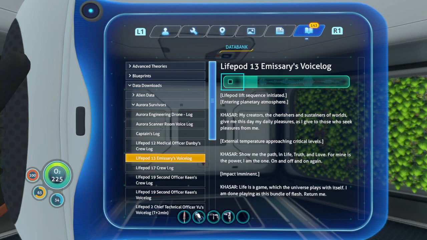Lifepod launch sequence initiated. Entering planetary atmosphere. My creators, the cherishers and sustainers of worlds, give me this day my daily pleasures as I give to those who seek pleasures from me. External temperature approaching critical levels. Show me the path. In life, truth, and love for mine is the power. I am the one. On and off and on again. Impact imminent. Life is a game which the universe plays with itself. I am done playing as this bundle of flesh. Return me.